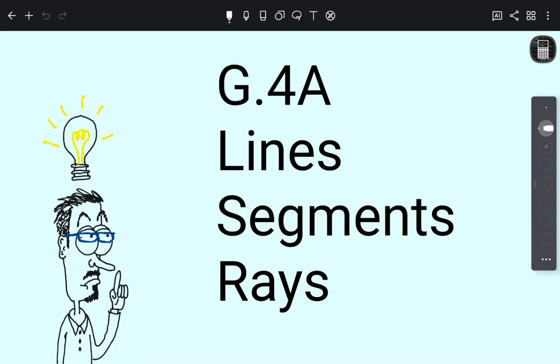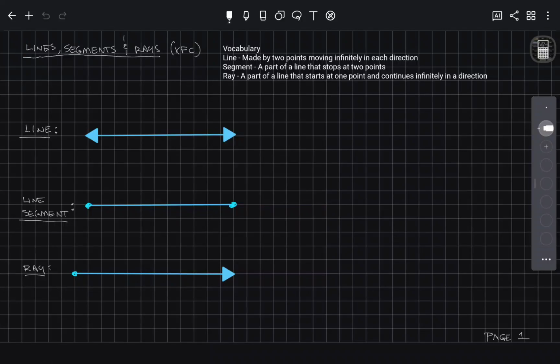Lines, segments, and rays. Real nice and easy, super simple stuff. A line is made up of at least 2 points, and it goes for infinity in both directions.